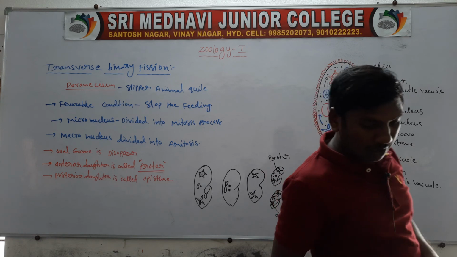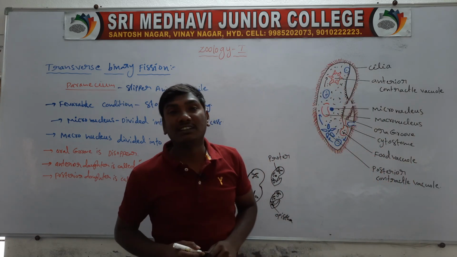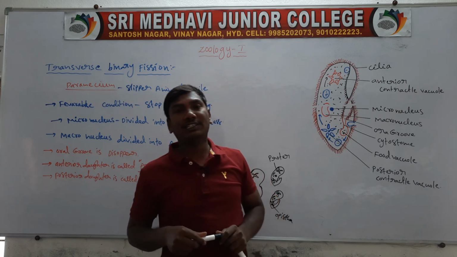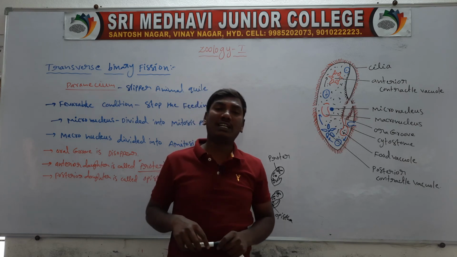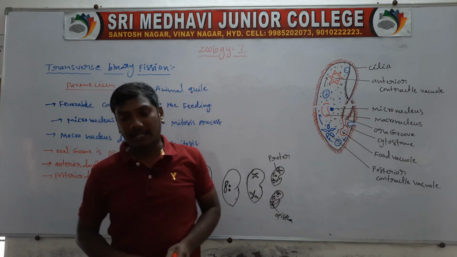Next, this division is also called homothetogenic fission. The transverse binary fission is also called homothetogenic fission. The transverse binary fission occurs in Paramecium.